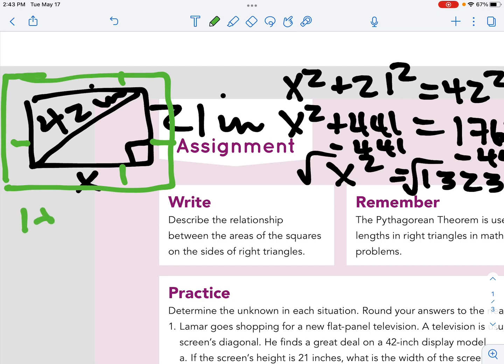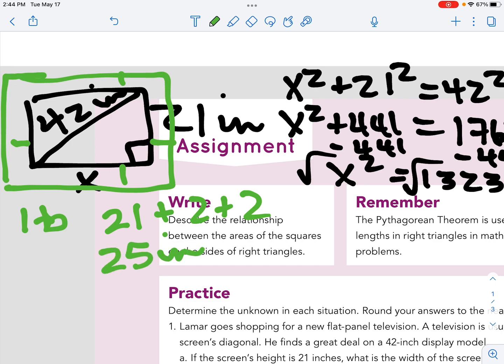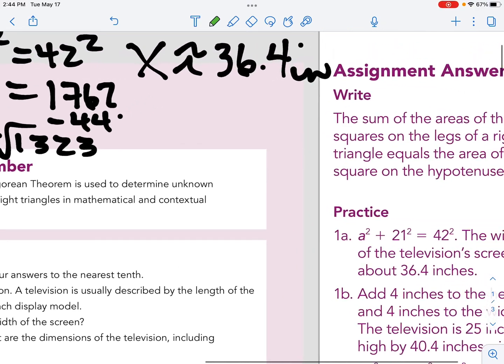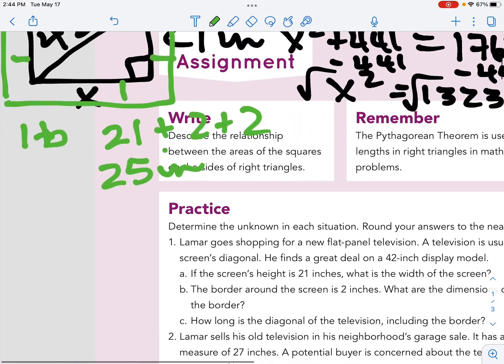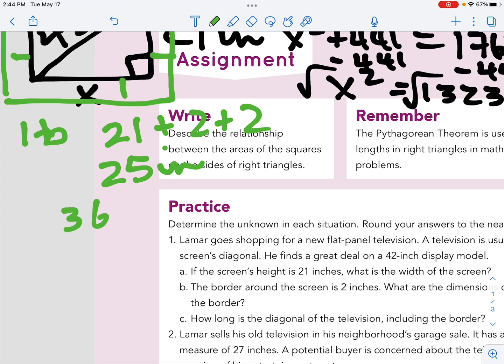So 1B, if this was 21, I'm going to add 2 from one side and add 2 for the other side. That's going to get me 25 inches on one side. And then we said 36.4, and we have 2 inches on one side and 2 inches on the other side. So that's going to get me 40.4 inches.